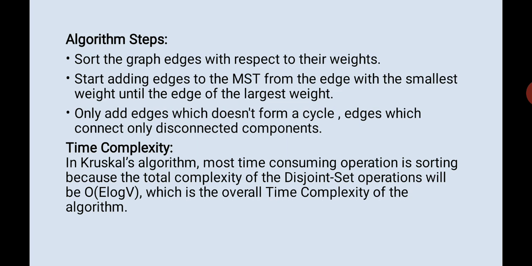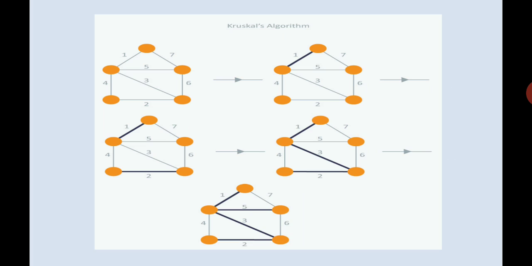So this is greedy. See, sort the graph edges with respect to their weight. So you start with the minimum, adding edges to the MST from the smallest weight until the edge of the largest weight, right? And only add edges which do not form a cycle, edges which connect only disconnected components. So you cannot join anyone which is already connected. The time complexity is order of E log V, wherein V is the vertices and E is the edges. So this is the overall time complexity in Kruskal's.